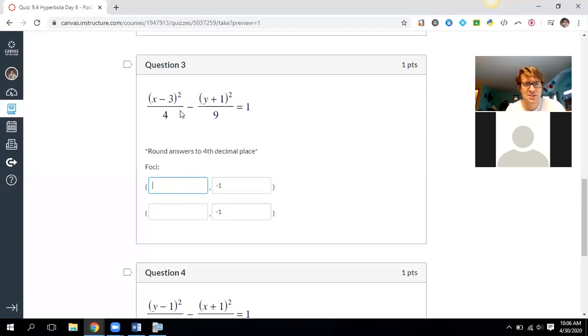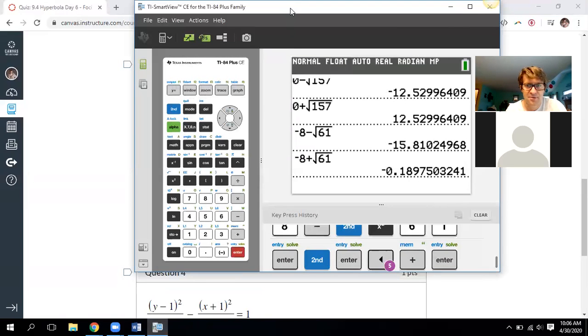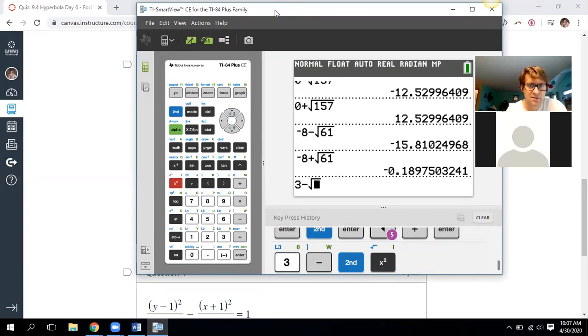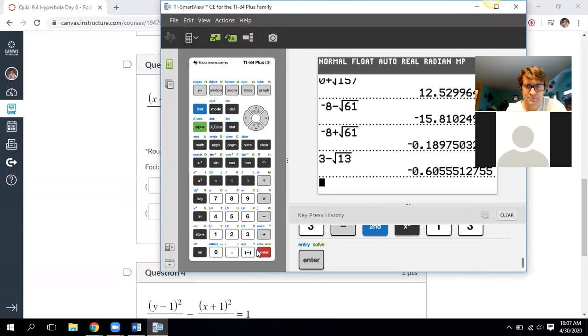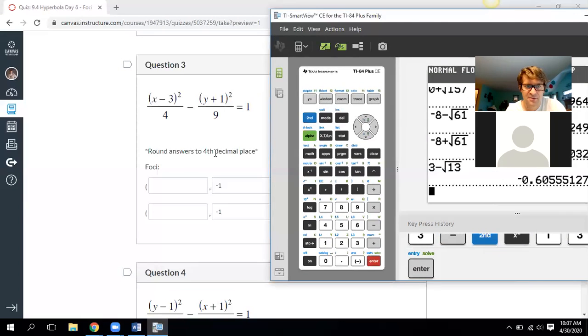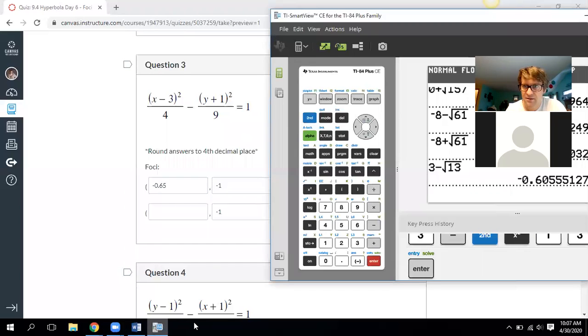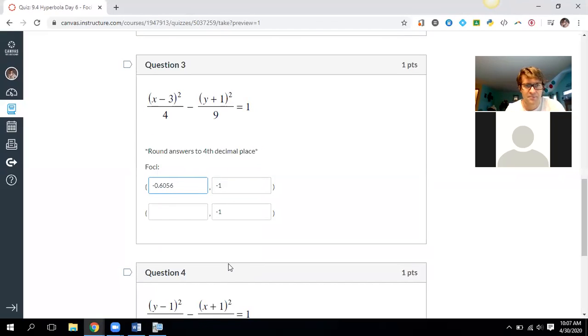Now this other number, we take this number here, which in this case will be a +3 because it's the opposite of the -3, and we're going to add or subtract the square root of those two numbers added together. So we're going to take +3, and we're going to first subtract the square root of, what was it, 9 and 4? 9 and 4, that would be 13. So we get negative 0.6056. All right.